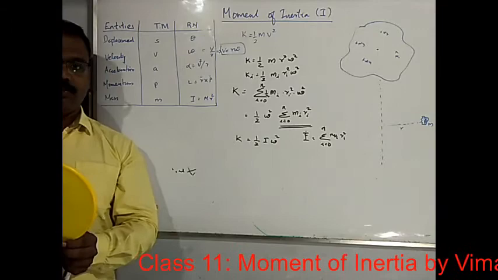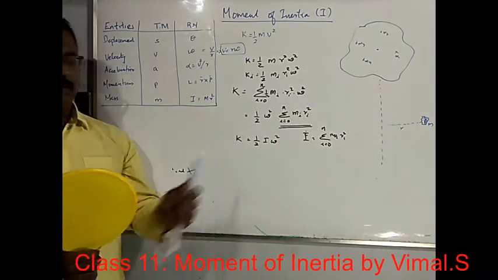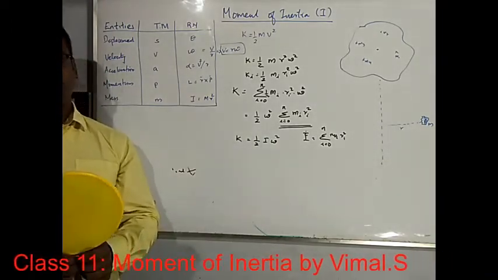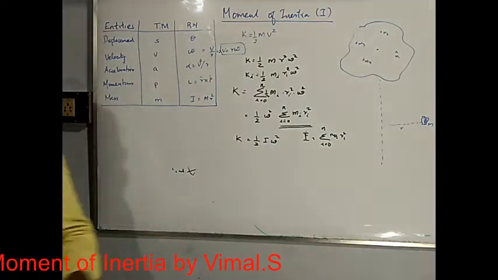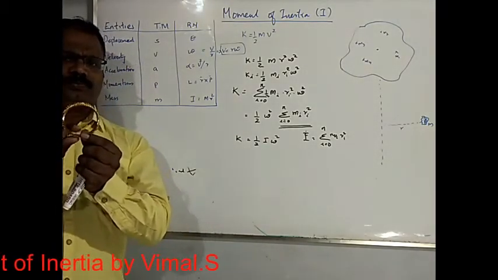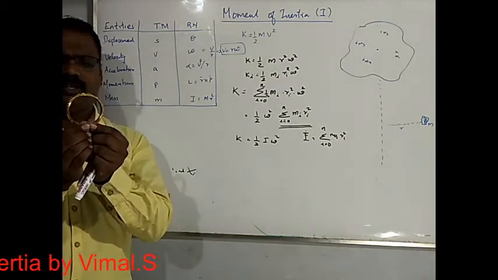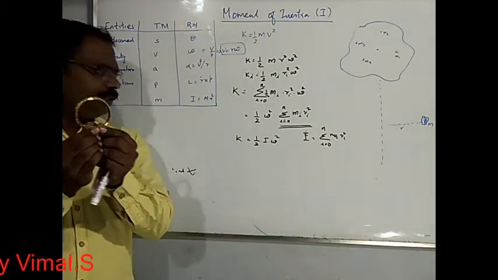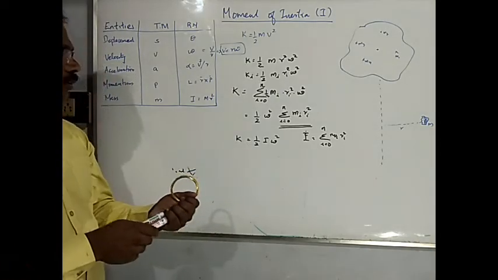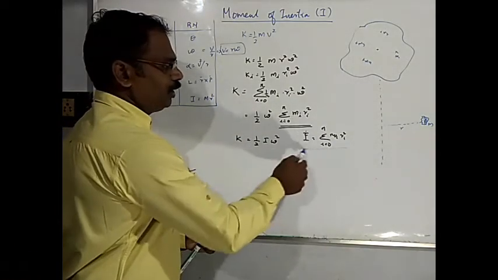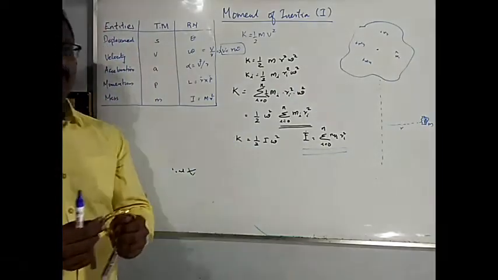Okay, so this is the equation for the moment of inertia. Now we are going to take the object like this. This is a circular ring, right? So what will be the change in the equation? This is the final equation that we have. So what will be the change?